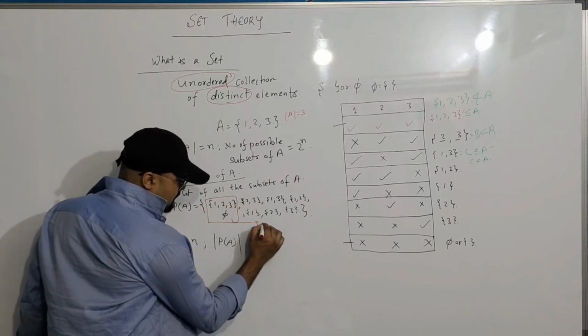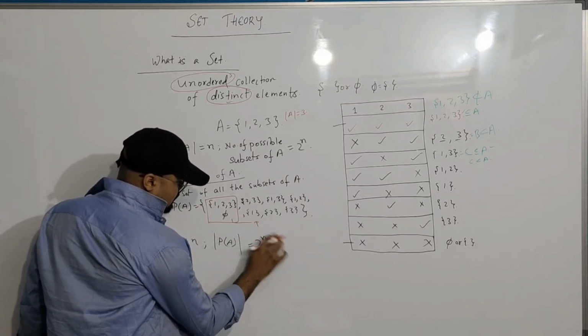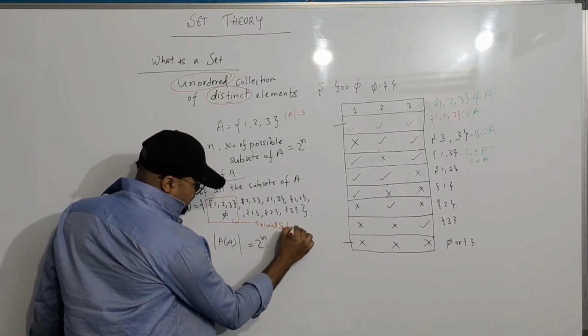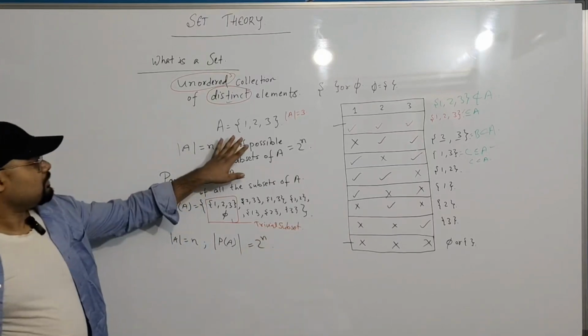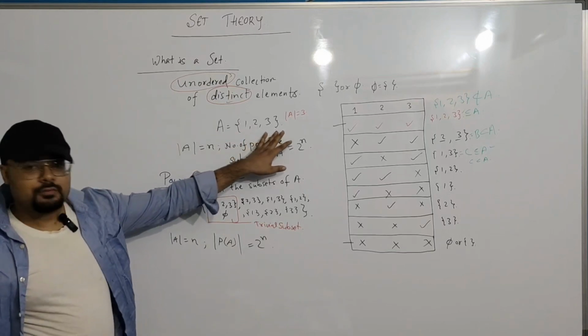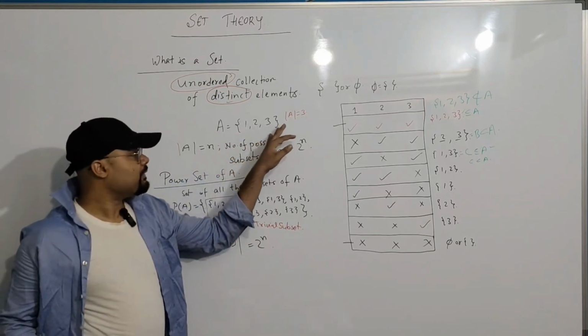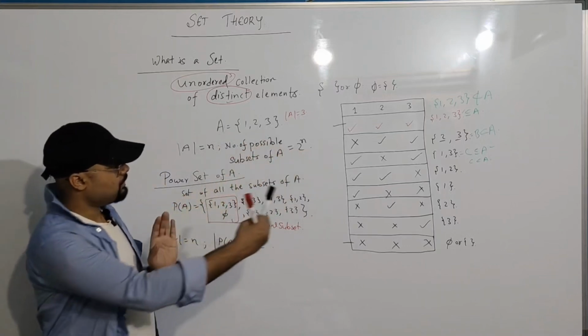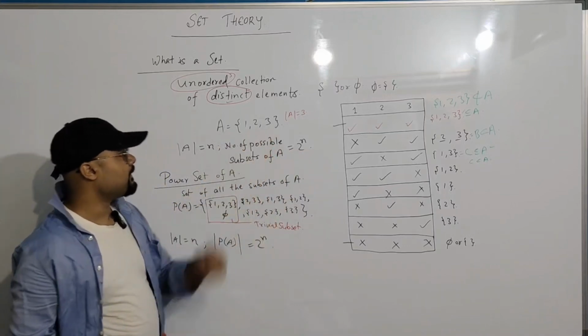This is the trivial subset. Now you can say that this is one of the representations of a set. One of the ways to represent a set is to have curly braces that encompass all the elements, which are separated by commas.